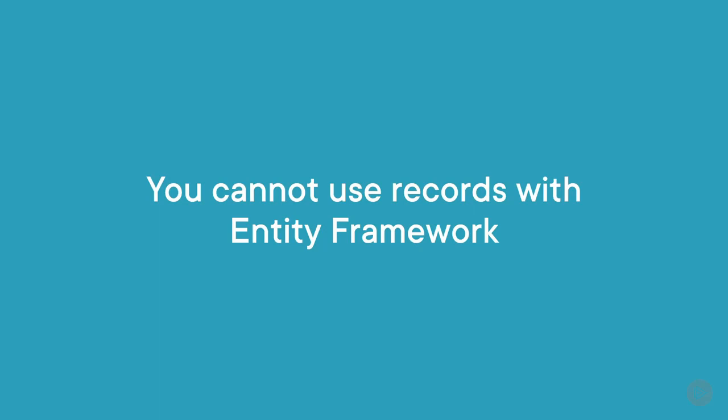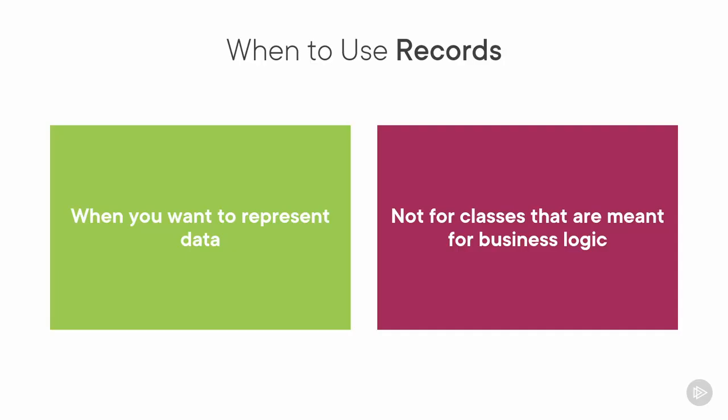As an example of this, you cannot use records in Entity Framework to define your entities. What you can do is use records throughout the rest of the application to define, for example, domain models. Records should be used when you want to represent data, not for classes that handle business logic. Records come with great functionality out of the box.